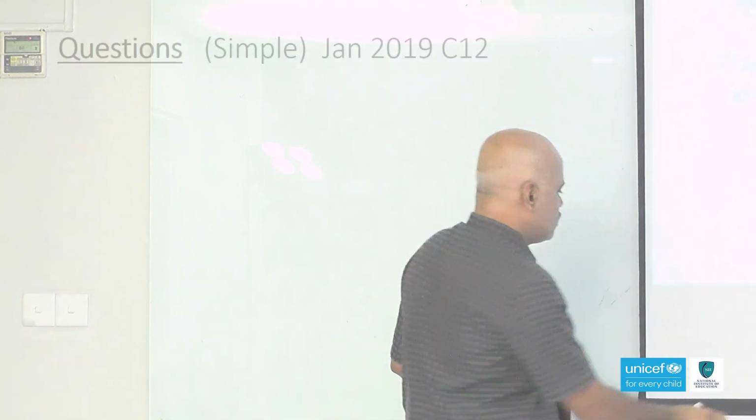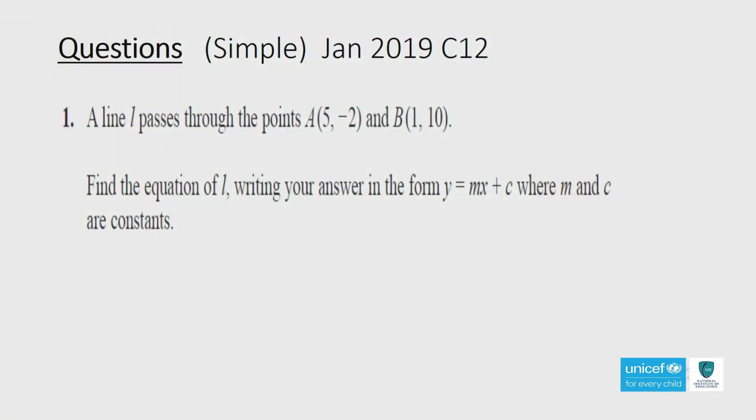A line L passes through the points A, which is (5, -2), and B (1, 10). Find the equation of line L, writing your answer in the form y is equal to mx plus c. So, note that the format is y is equal to mx plus c, and they have said m and c are constants. So, they have not specifically said it as integer or whatever it is. So, work out that point.